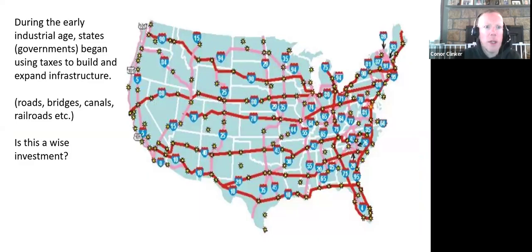Turning point. During the early industrial age, states, and that means governments, began using taxes to build and expand infrastructure. So, for example, we were just talking about trains. You invent steam engines and trains. Well, great. But a train is worthless unless you build a huge network of railroad tracks that the trains travel on. So roads, bridges, canals, railroads. Later on, when the car is invented, that's great, but cars aren't very practical unless you build a huge network of highways and roads to drive the cars on.